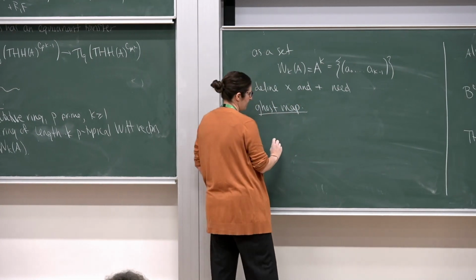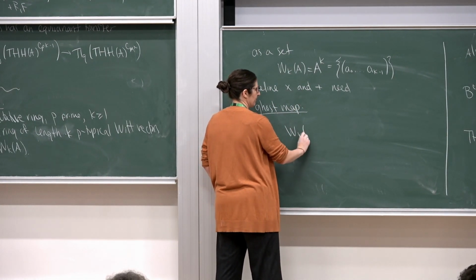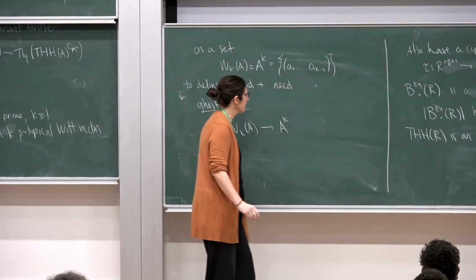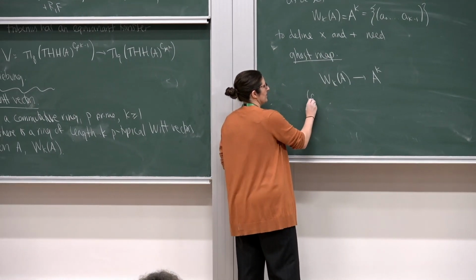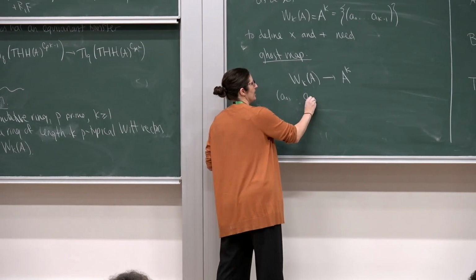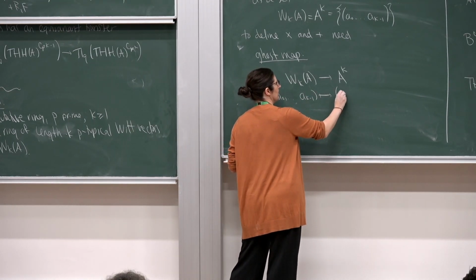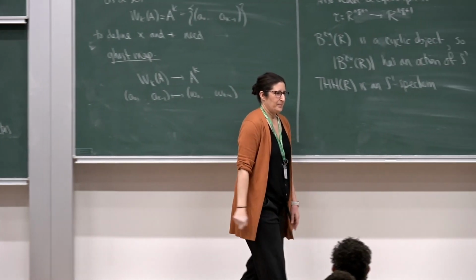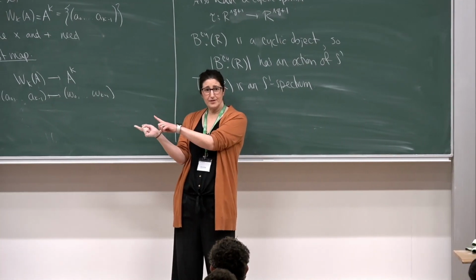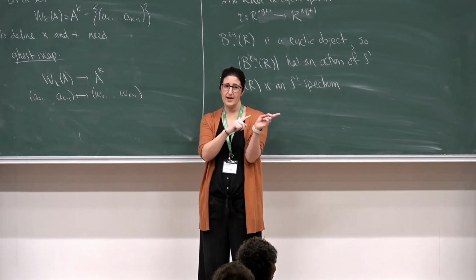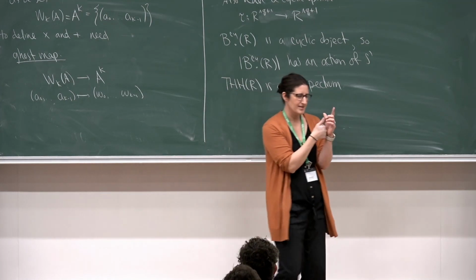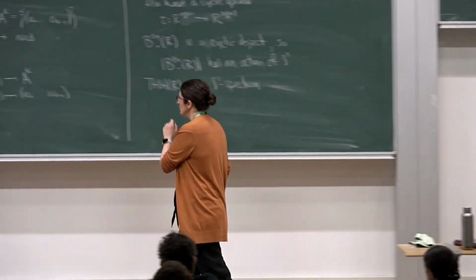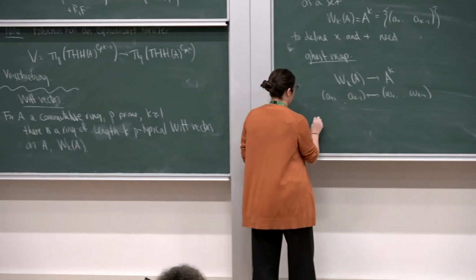So the ghost map is a map from the p-typical Witt vectors to my product of k copies of A. I'm going to tell you where it takes A0 through A_{k-1}. It maps it to these, we call them W0 through W_{k-1}. People call the coordinates on the left the Witt coordinates and the coordinates on the right the ghost coordinates. Okay, so I need to tell you what the ghost coordinates are. And the ghost coordinates are specified by the following formula.